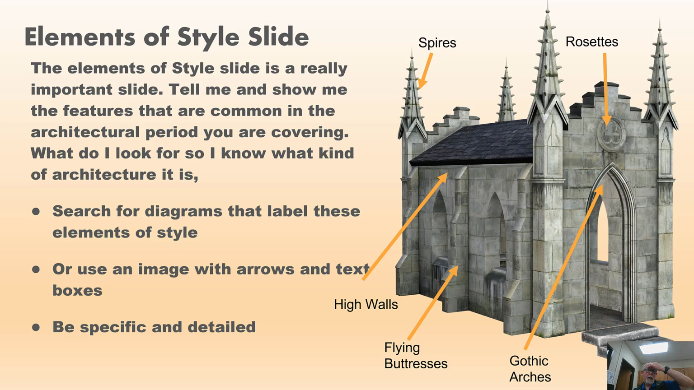The elements of style slide. This one is extremely important. This is what tells us what kind of architecture it is and why it is that kind of architecture. The elements of style slide is really important. Tell me and show me the features that are common in the architectural period you are covering. What do I look for so I know what kind of architecture it is?